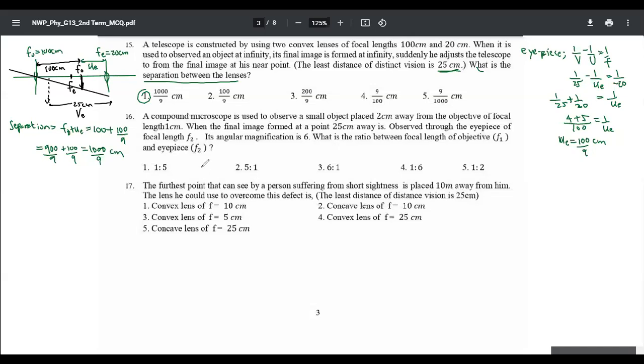Good. Right, and then we'll move on to the next one. 16th question.